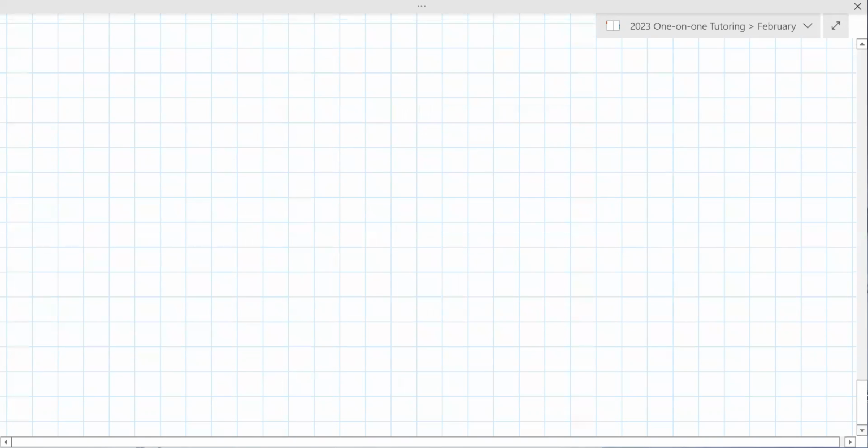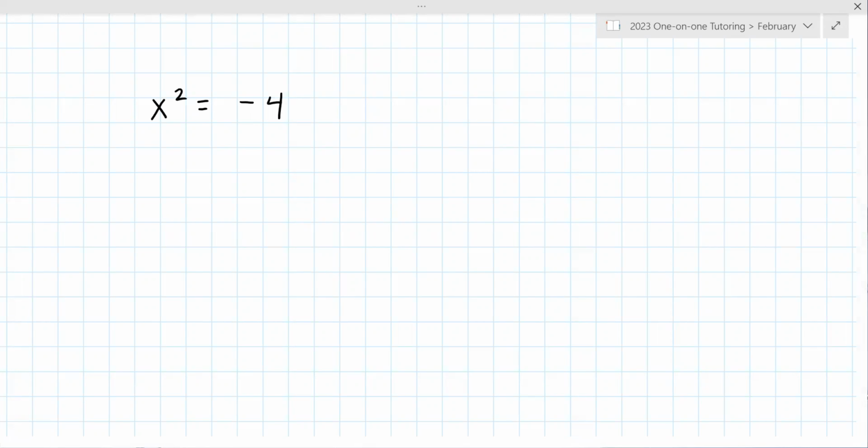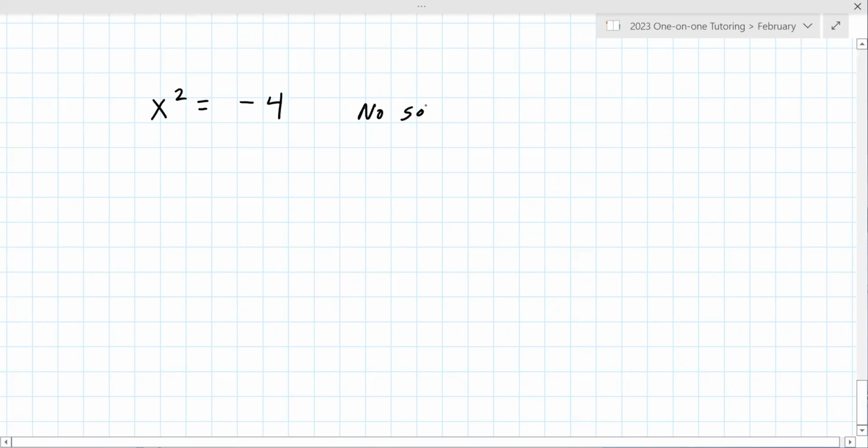Okay, so what is the solution to x squared equals -4? If you know, you may not know, but I'm just asking if you do. Isn't there no solution or like? 'Cause it's negative. That's right. It's a negative. That's right.